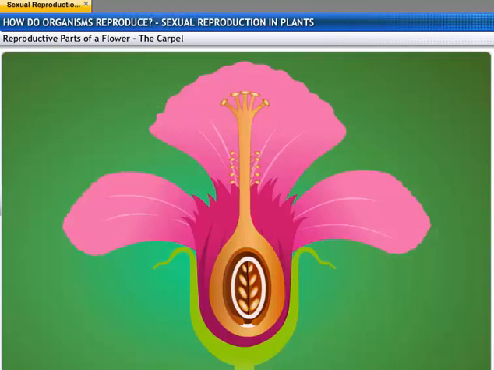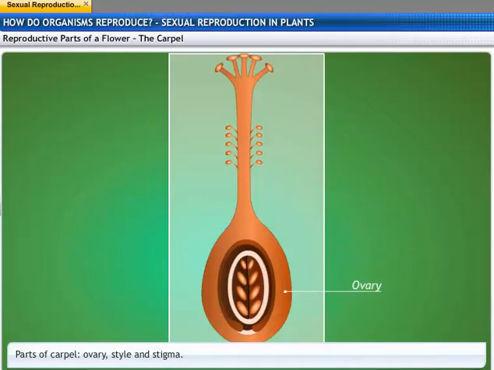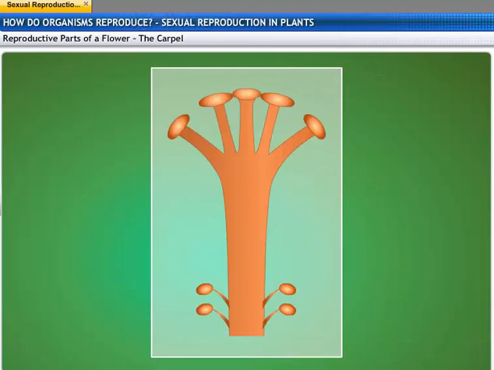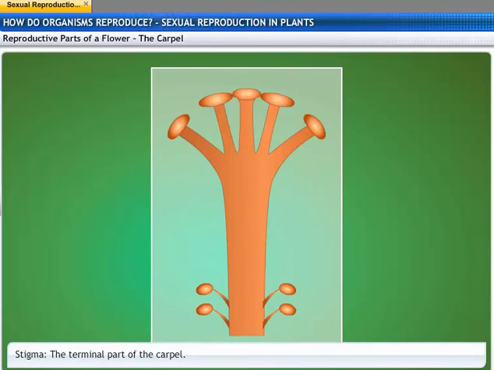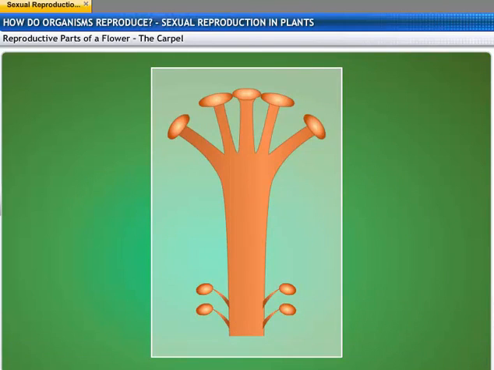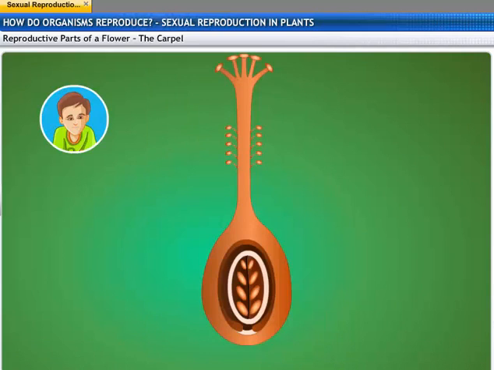Now let's get back to the female reproductive part of the flower. A carpel is located in the center of a flower and comprises three parts: the ovary, the style, and the stigma. Let's look at the carpel closely. The terminal part is the stigma. Try touching this stigma. It's a little sticky, isn't it?